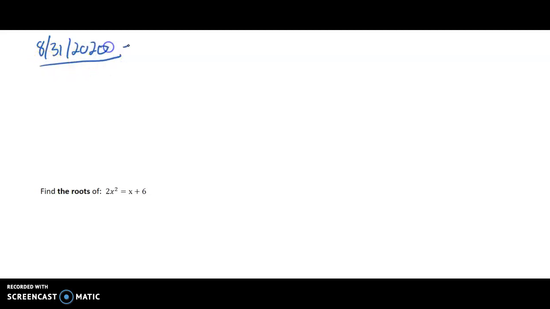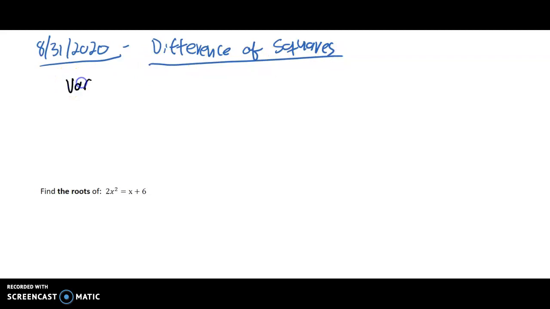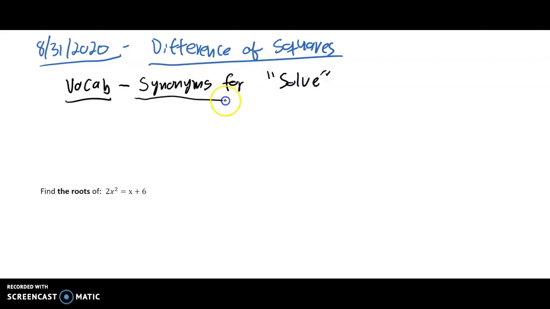Our topic for the day is difference of squares. We're going to start with some vocab today. All these words that we're about to list are synonyms for solve. So if you see these words, they all mean the same thing as solve the polynomial. And we'll talk about where they come from in a second.